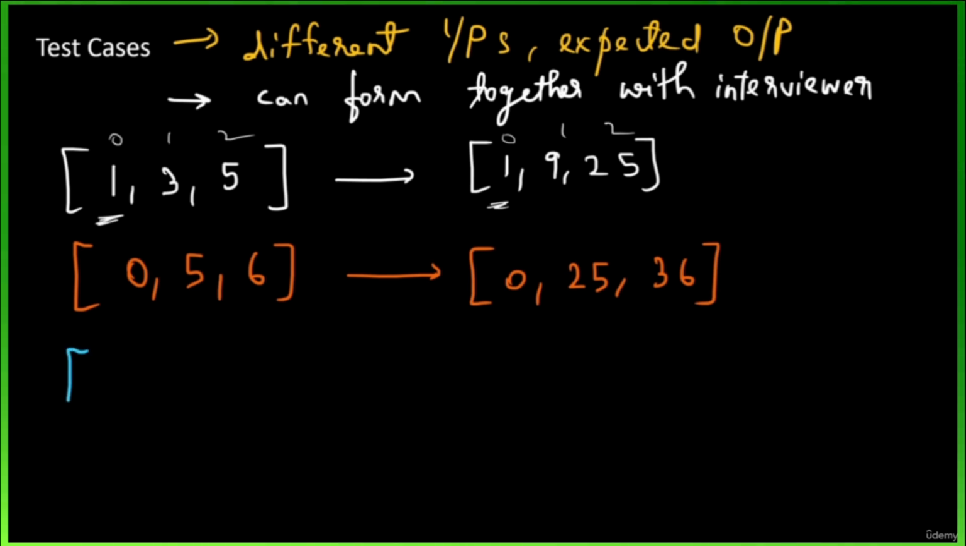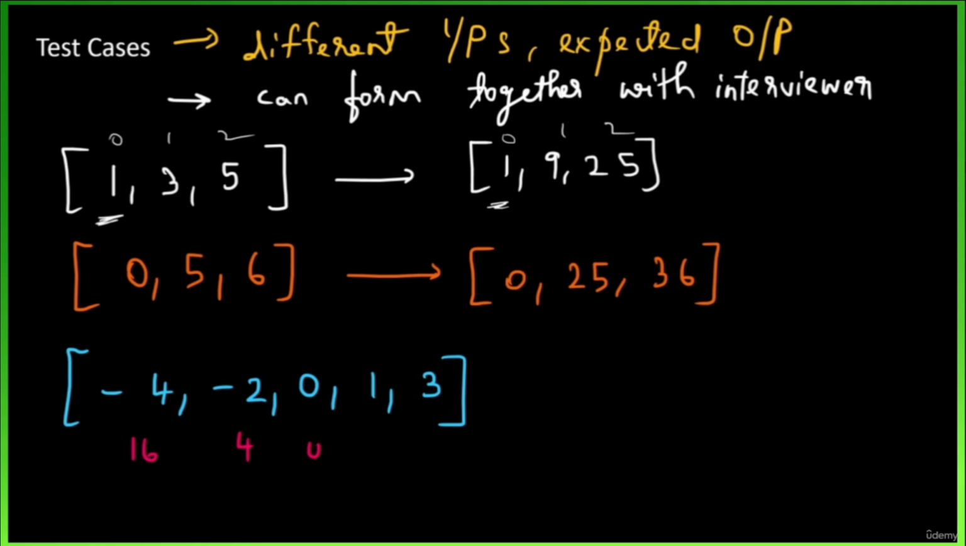But let's say we have an array with negative and positive integers like -4, -2, 0, 1, 3. Now what's happening over here? First, let's square these individual integers. So -4 square is 16, -2 square is 4, 0 square is 0, 1 square is 1 and 3 square is 9, right? Now in the output, these have to be sorted, right? So the output would be 0, 1, 4, 9 and 16.